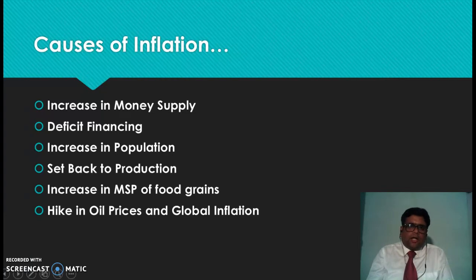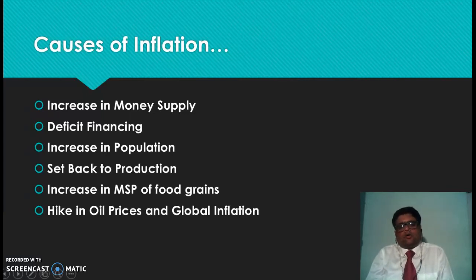And due to the lower production of primary goods, industrial production is also affected. Then comes the increase in MSP of food grains. MSP means minimum support price. That minimum support price is given by the government to farmers, and this MSP is increasing. It has increased many fold from 1951 to 2017, and due to this increase in MSP, the prices of primary products are also increasing. So again, a situation of inflation.